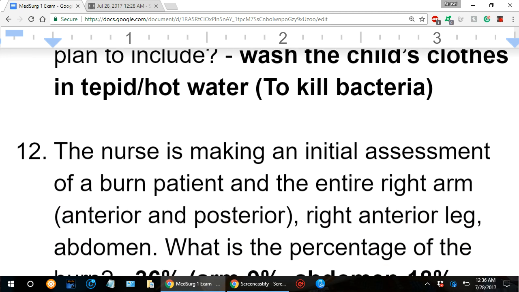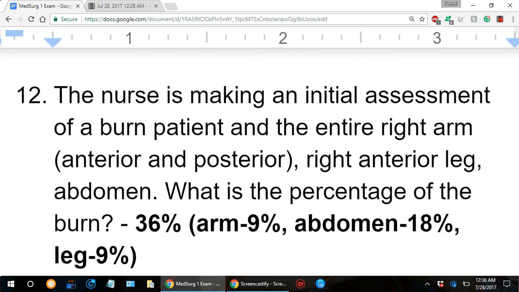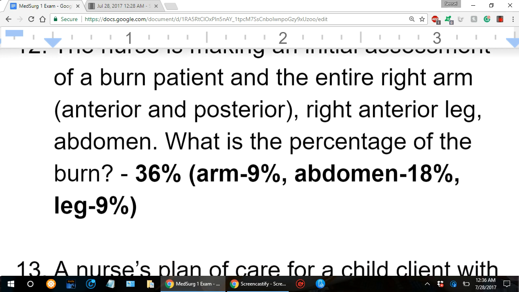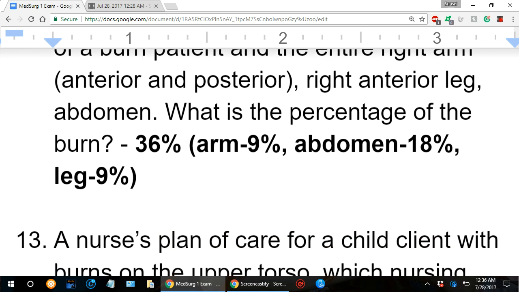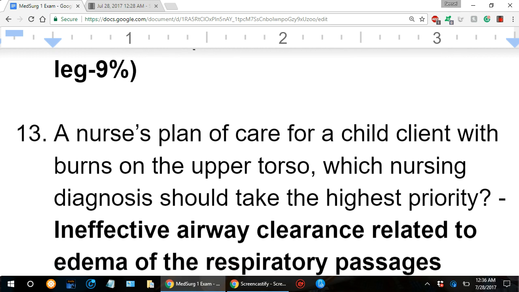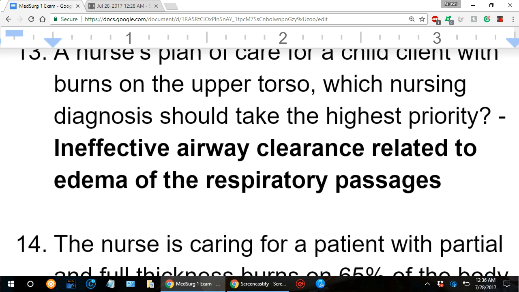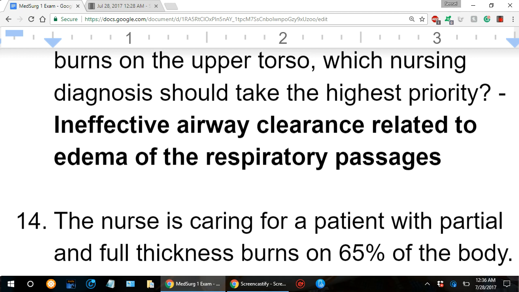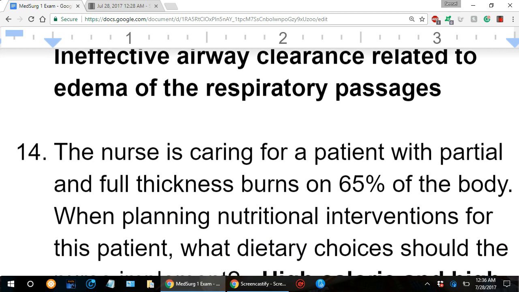The nurse is making an initial assessment of a burn patient with burns on the entire right arm, right anterior leg, and abdomen. What is the percentage of the burn? Arm is 9%, abdomen is 18%, and the leg is 9%, total of 36%. A nurse's plan of care for a child with burns on the upper torso, which nursing diagnosis should take the highest priority? Ineffective airway clearance related to edema of the respiratory passages.